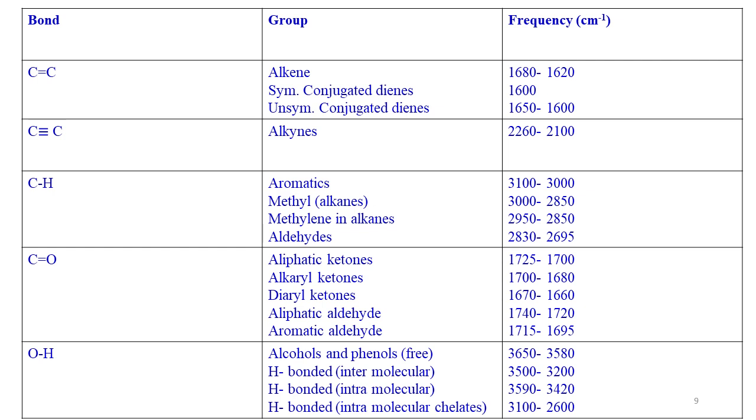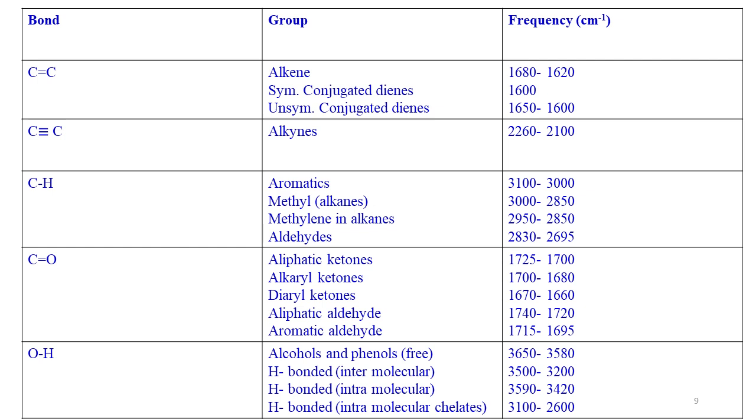If the alkene is present in the symmetrical conjugated diene, then the absorption frequency will be 1600 per centimeter, and in unsymmetrical conjugated diene it will be 1650 to 1600 per centimeter. In C triple bond C, in alkynes, the absorption occurs at 2260 to 2100 per centimeter. If we consider the CH bond stretching, in aromatics it will appear at 3100 to 3000 per centimeter, and for methyl alkanes it will be at 3000 to 2850 per centimeter.